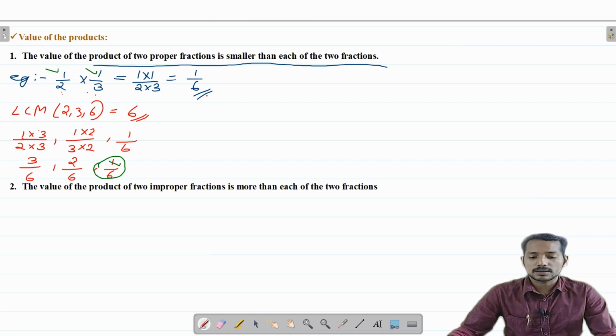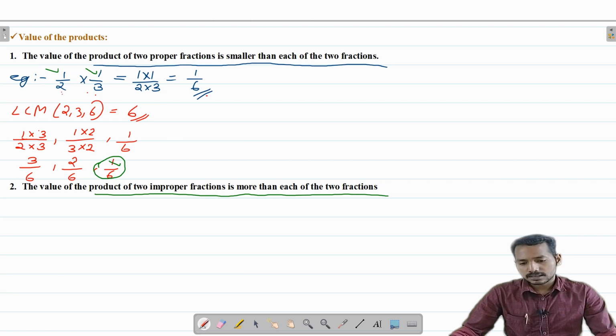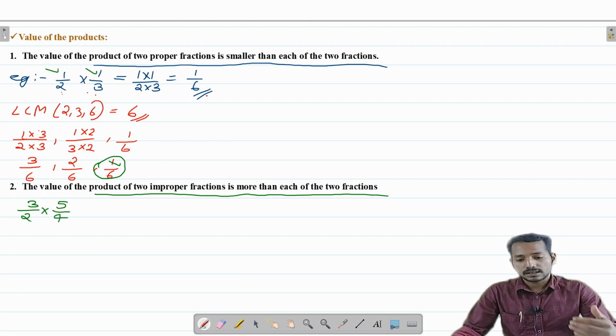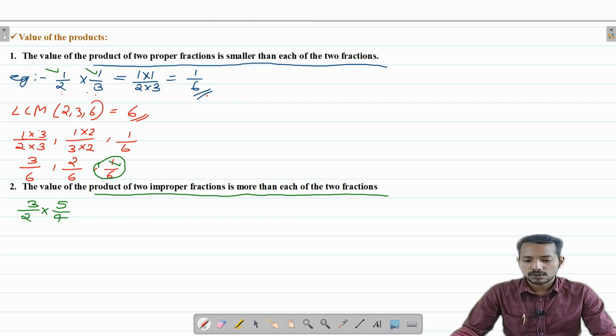Now let's examine the second possibility, that the value of the product of two improper fractions is more than that of the two fractions. Let's take one example, 3 by 2 and 5 by 4. Both are improper fractions because in each fraction the numerator is greater than the denominator. What will we get on multiplication? 3 into 5 divided by 2 into 4. Okay. 3 into 5 is equal to 15, divided by 2 into 4 is equal to 8. So this is the product.